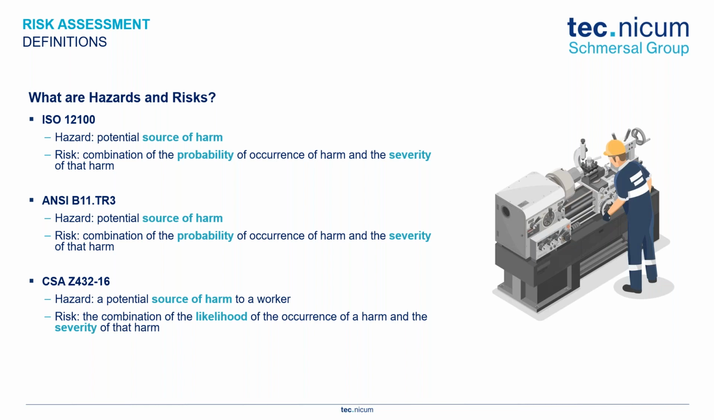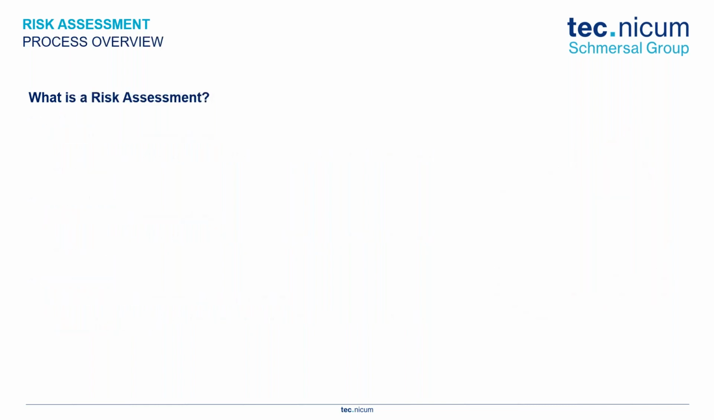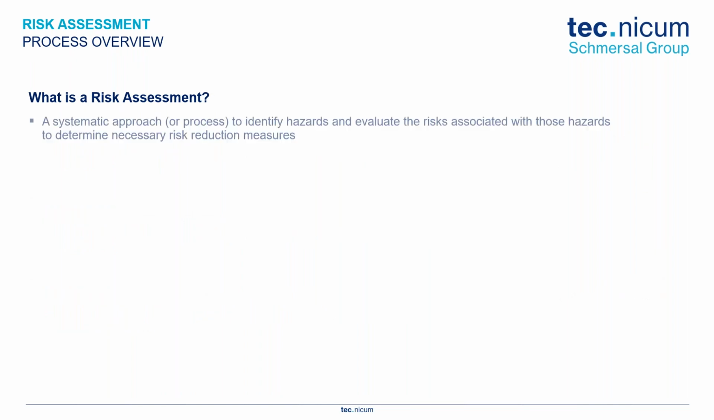So now if I come back and say, okay, well, what is a risk assessment? Now I'll give you my interpretation of this definition. It's a systematic approach or process to identify hazards and evaluate the risk associated with those hazards to determine necessary risk reduction measures. All right. We didn't get into risk reduction measures just yet, but this is what a risk assessment is. So let's now go back to the standard.